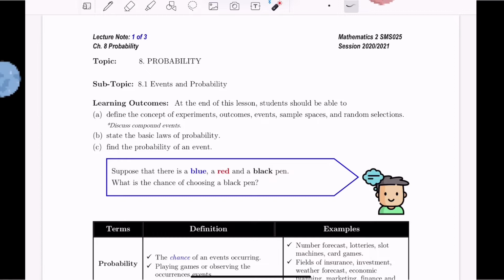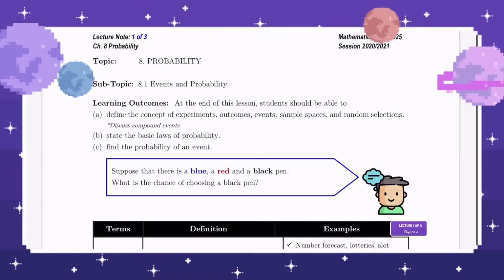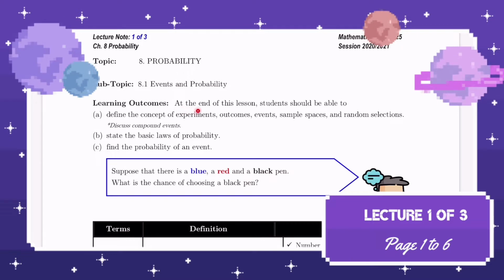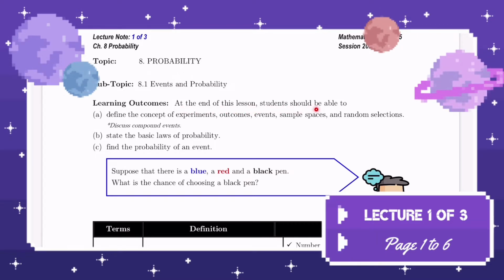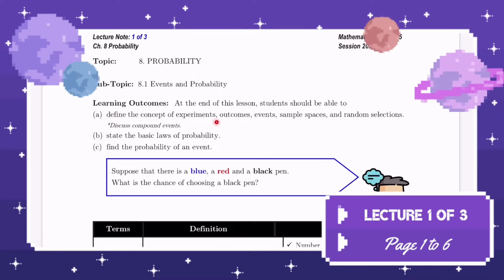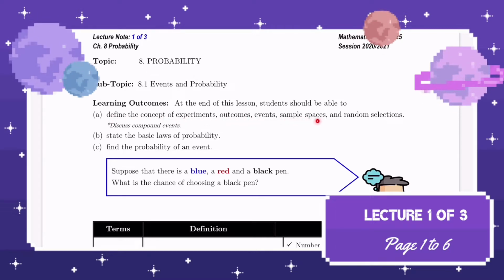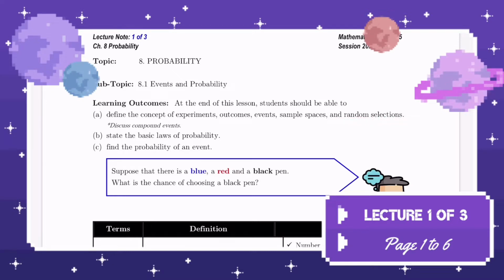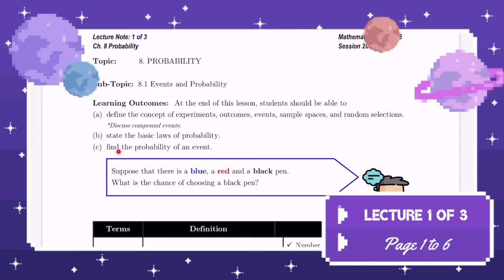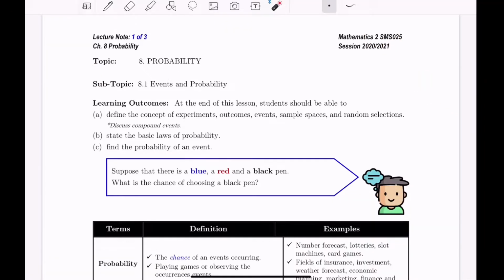Topic 8, Probability. Subtopic 8.1, Events and Probability. Learning outcomes. At the end of this lesson, students should be able to: define the concept of experiments, outcomes, events, sample spaces and random selections, state the basic laws of probability, and find the probability of an event.